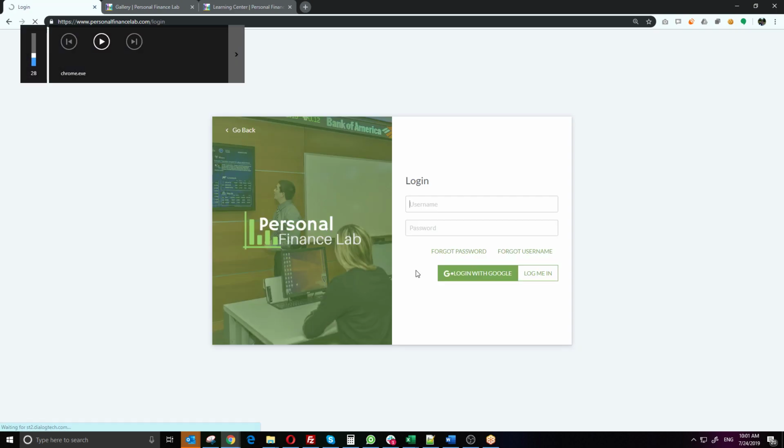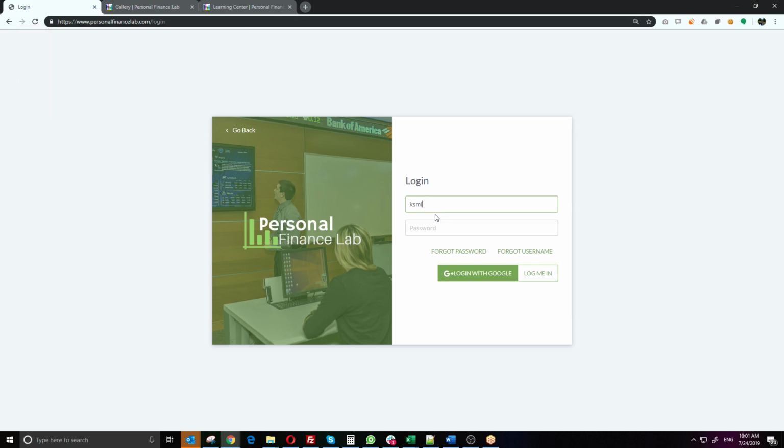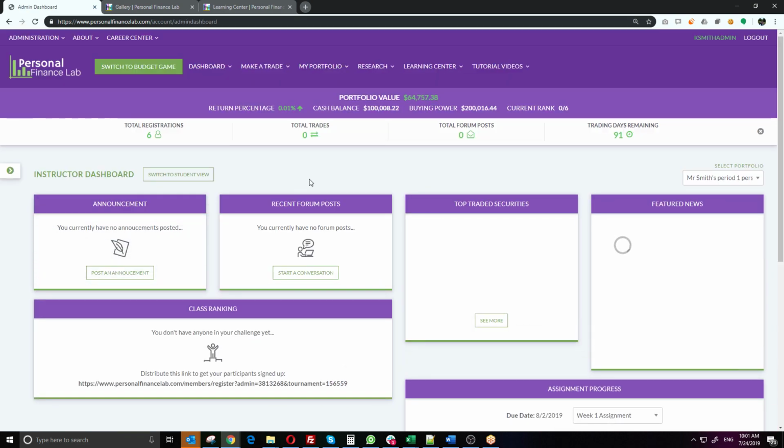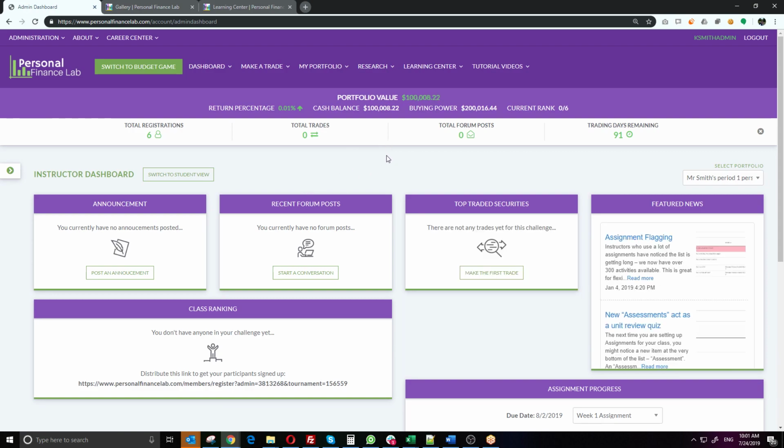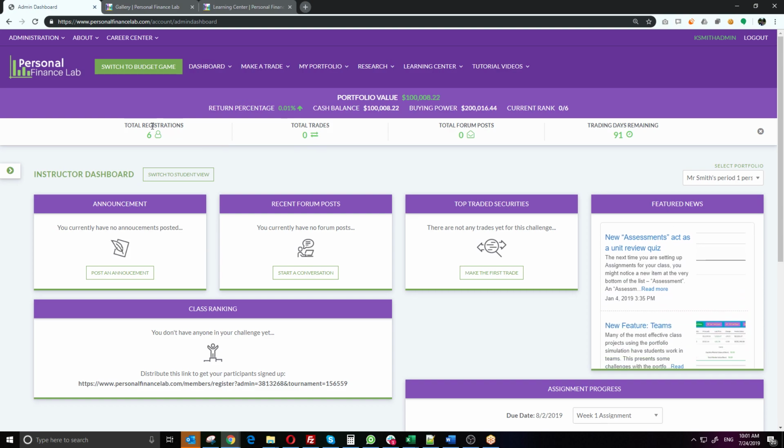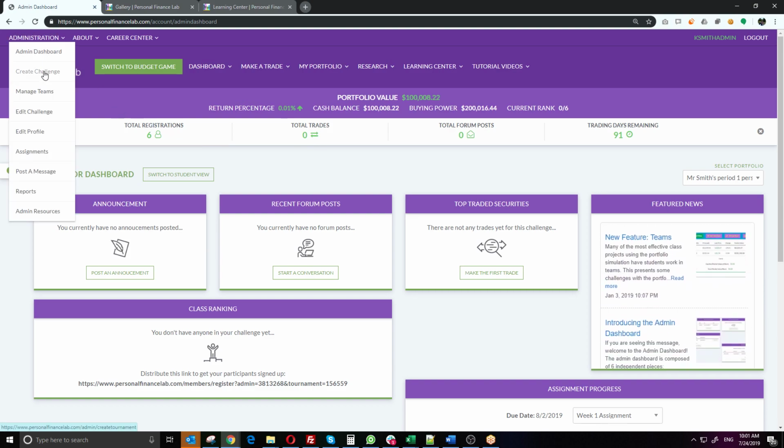Okay, thank you. So let me log in with my teacher account and I'll show you how the setup works. So this is what's called my admin dashboard. I'll talk about this towards the end, but the first thing any teacher would do is set up their class. So I'll go up to here, I'll go to create a challenge.